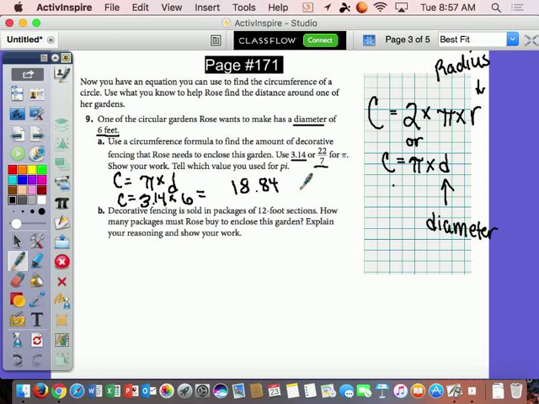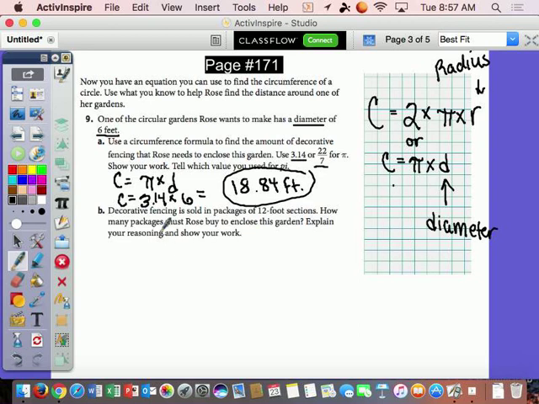Does it represent unicorns? Does it represent horses? Does it represent inches? What does it represent? Feet. So our circumference of Rose's garden is 18.84 feet. That's the nice thing about circumference. Once you do all the multiplication, you're done.